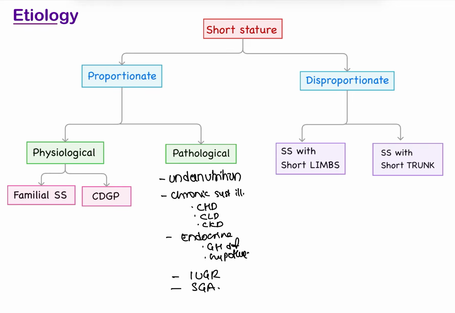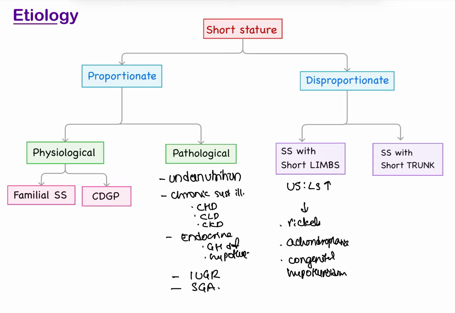In short stature with short limbs, the upper segment lower segment ratio is increased. That is, upper part of the body will be more. It is seen in rickets, achondroplasia, congenital hypothyroidism.